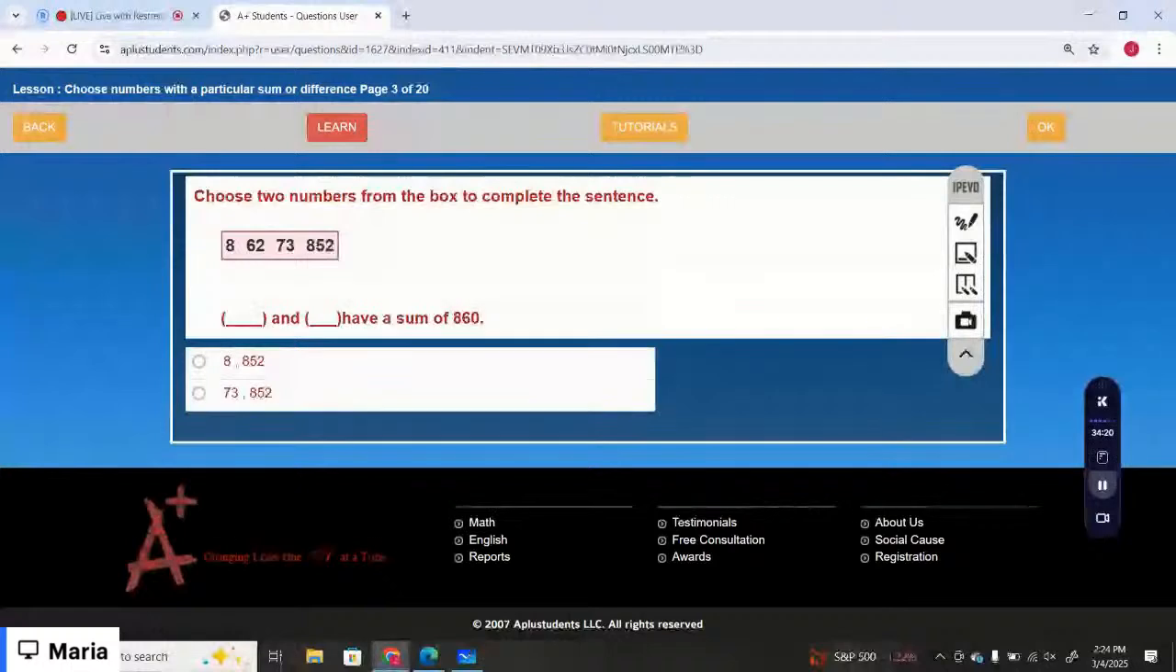Choose two numbers from the box to complete the sentence. Which two numbers have a sum of 860? That is 852 plus 8. Option number 1 is the correct option.